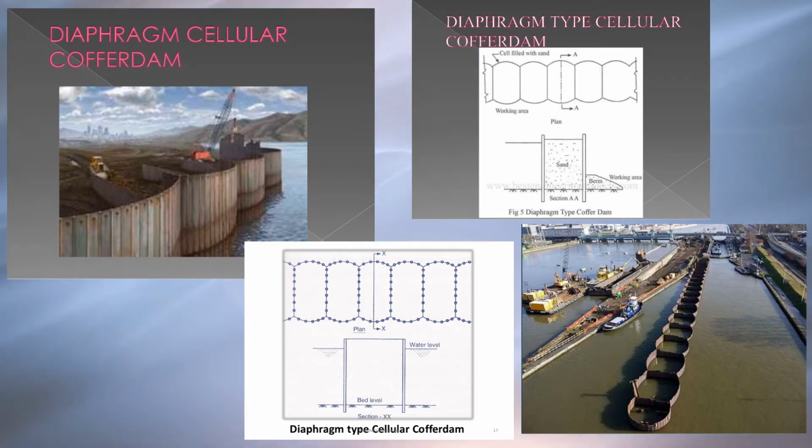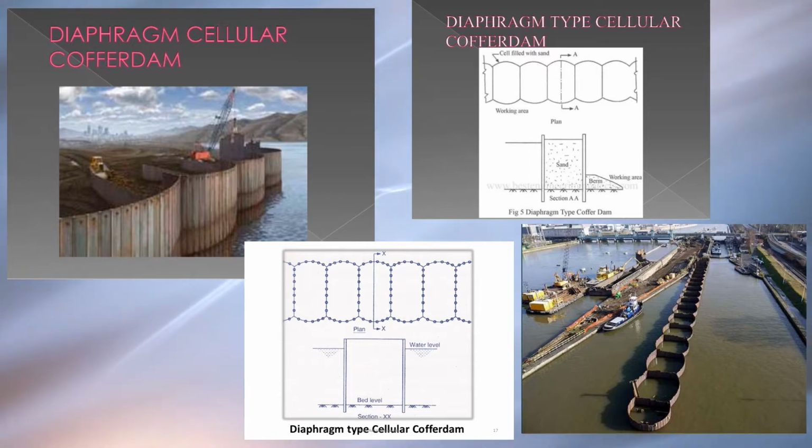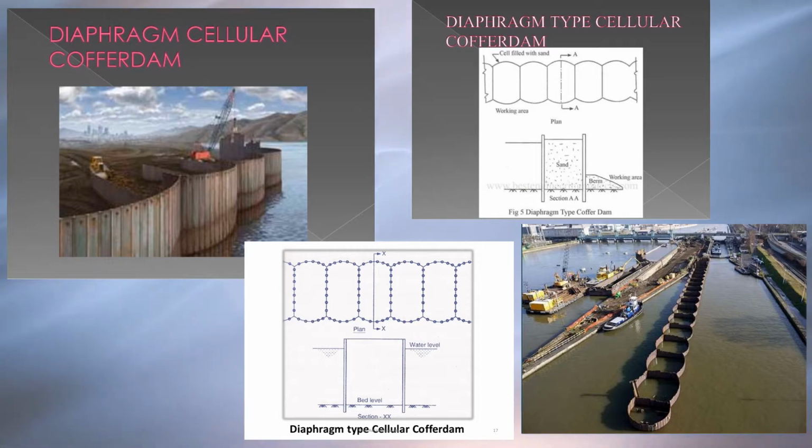Diaphragm-type cellular cofferdam. This cofferdam consists of a series of diaphragms of steel sheet piles connected. The straight diaphragm walls are connected to each other by steel piles arranged in the form of an arch on either side. The radius of the connecting arch is generally made equal to the distance between the straight diaphragm walls. After the cells are driven to the required depth, they are filled with earth, sand, gravel, or other filling material.